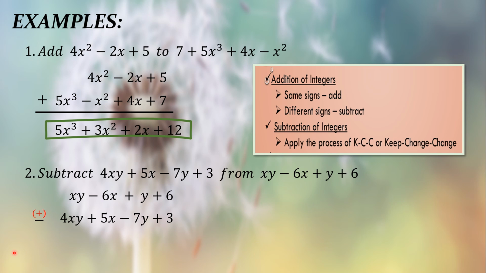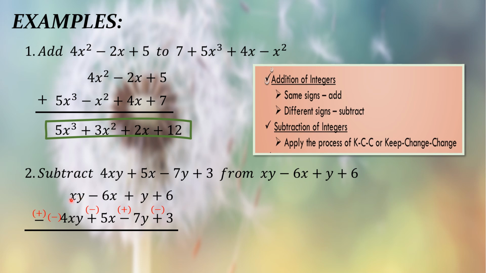And then, ang 4xy dito ay positive, so gagawin nating negative. Ang positive 5x ay magiging negative 5x, negative 7y ay magiging positive, at ang positive 3 ay magiging negative. And then, let us now solve using the process or the rules in addition of integers.